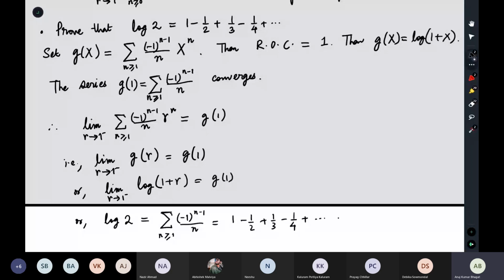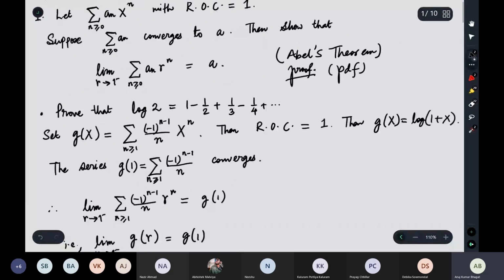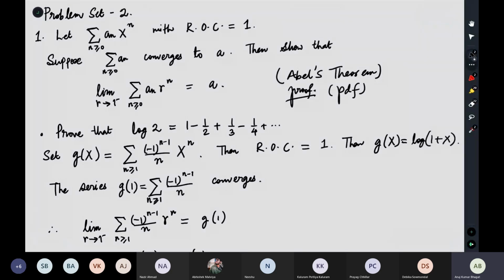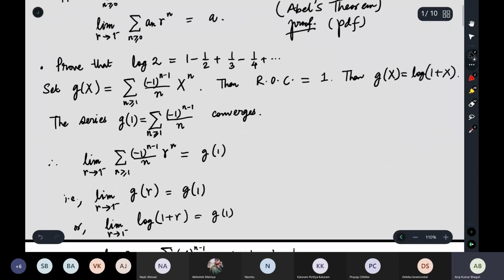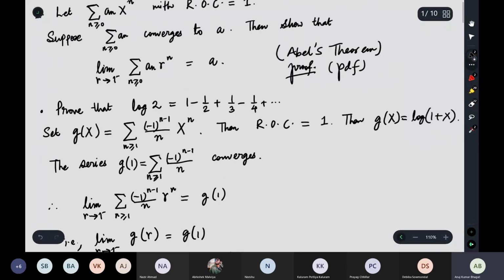So I'll provide a proof for Abel's theorem. Okay, I'll share a PDF with you all. You can just have a look. This is clearly a theorem, and this was the application. Just a minute.